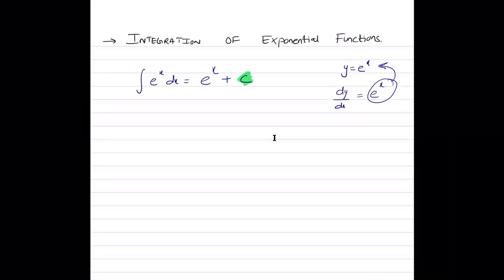So integration of e to the power of x is going to be e to the power of x plus c. And for e to the power of any expression ax plus b dx, the integration of e to the power of ax plus b is going to be e to the power of ax plus b divided by the differentiation of the exponent, that is a, plus the constant of integration. So these are the rules to integrate exponential functions.